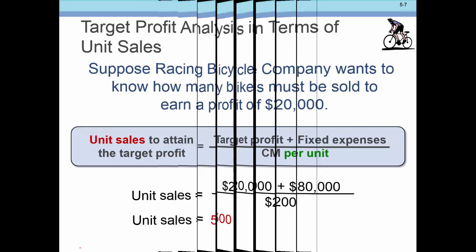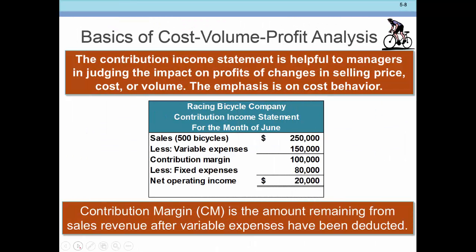Now, if we put that back into the contribution margin formatted financial statement, 500 bikes, how much per bike? $500 per bike, that's 250,000. Variable costs are $300 per bike. 500 bikes, that's 150,000 of variable cost. There's my contribution margin now, which is 100,000. 80,000 first goes to fixed expenses, 20,000 left over. So this analysis works, doesn't it?